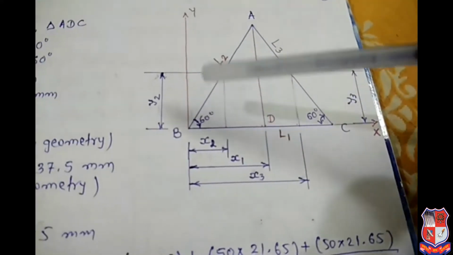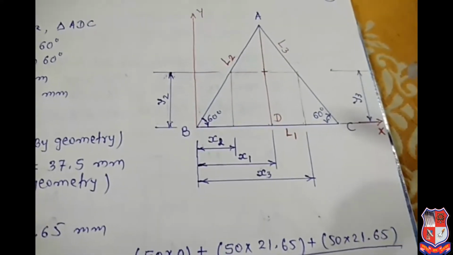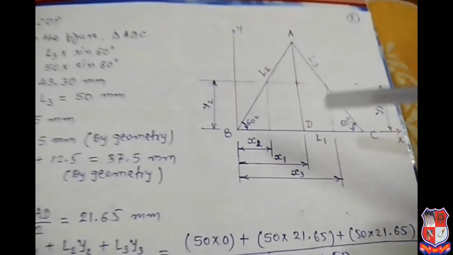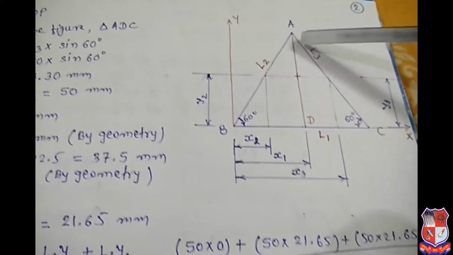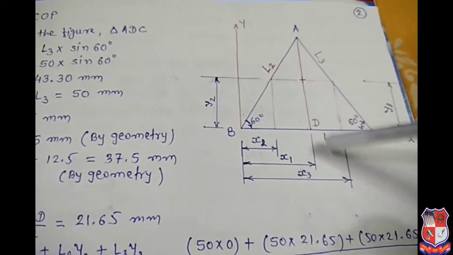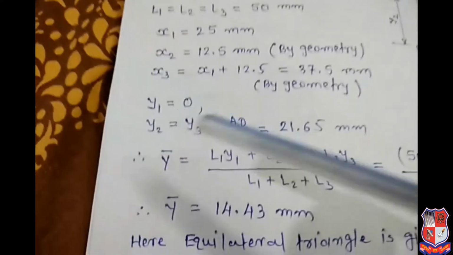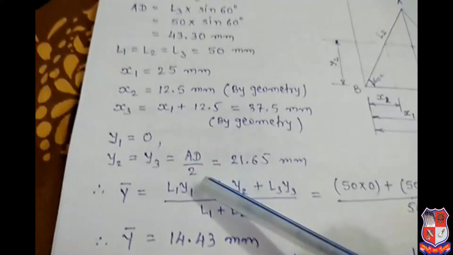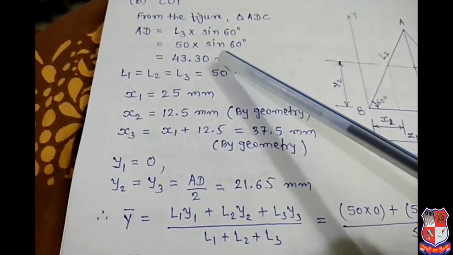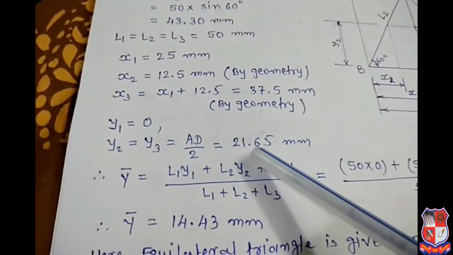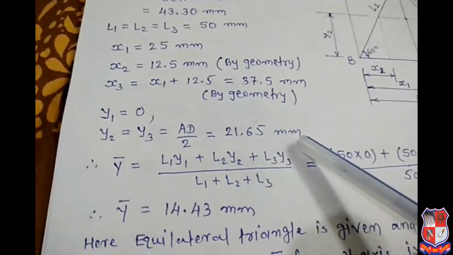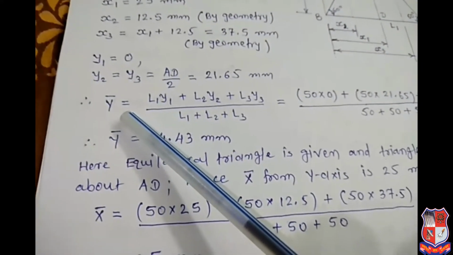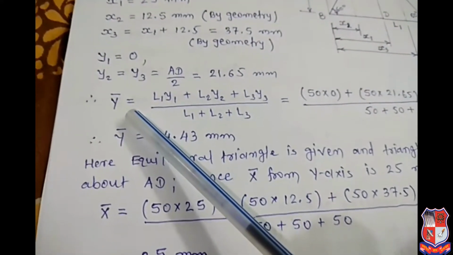And you can see in the geometry that y2 is equal to y3, right? And from geometry you can see this will be half of the AD. So here we can see y2 is equal to y3 is equal to AD by 2. And AD we have already calculated, that is 43.30. So the half of that will be 21.65.